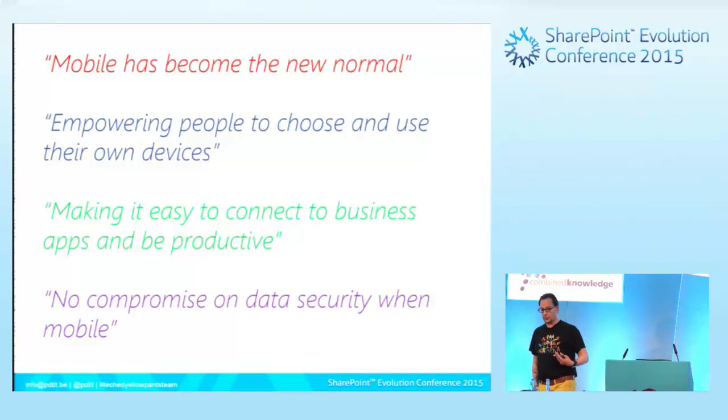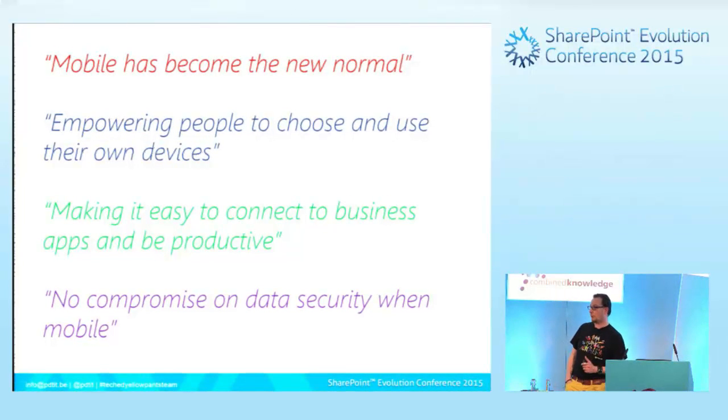Why can I use my Windows device as a working device? Because it's completely controlled by the IT guys in the company. They define what I can do with my mobile device. So that's about being the normal. Everybody's using mobility. And we want to make sure that people can use their own devices.